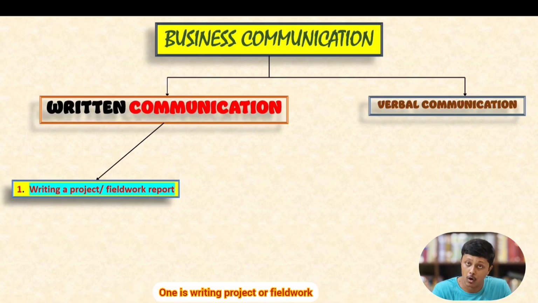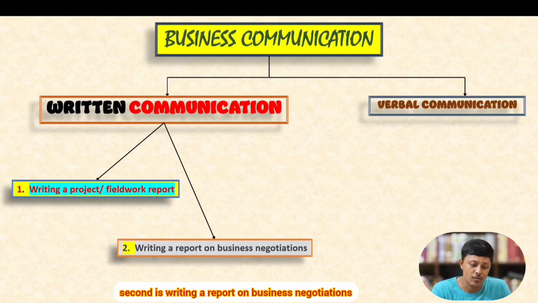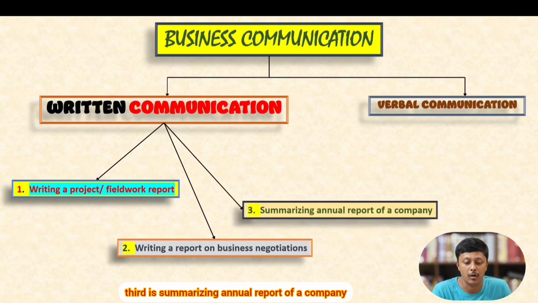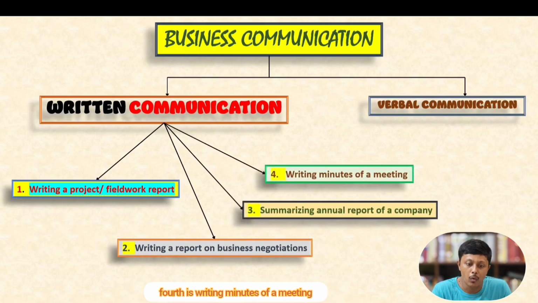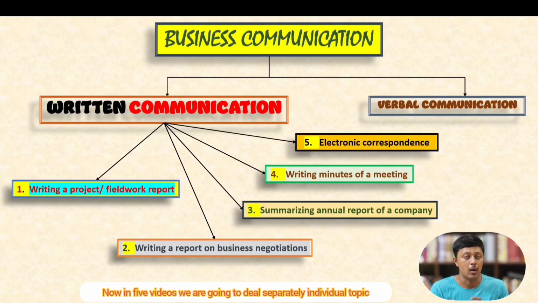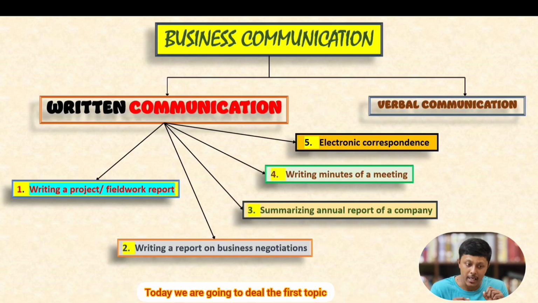One is writing a project or field work. Second is writing a report on business negotiations. Third is summarizing the annual report of a company. Fourth is writing minutes of a meeting. And the last part is electronic correspondence. Now, in five videos, we are going to deal separately with each individual topic. Today, we are going to deal with the first topic, writing a project or field work.